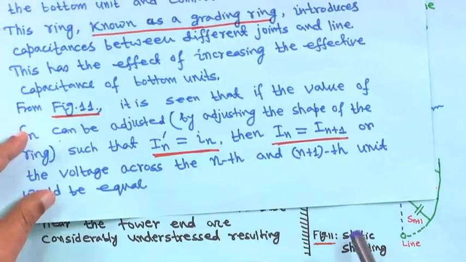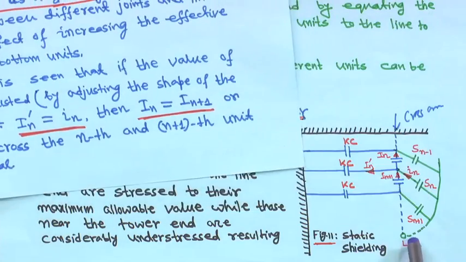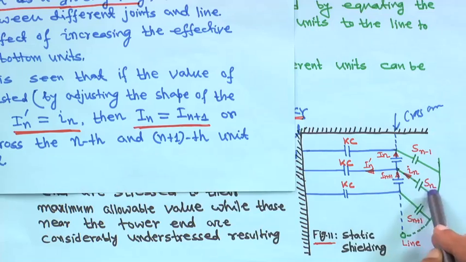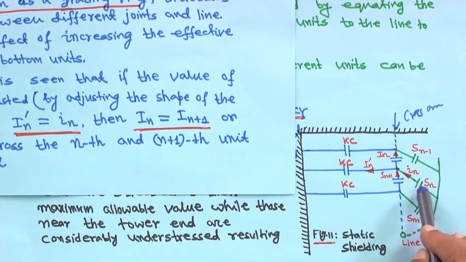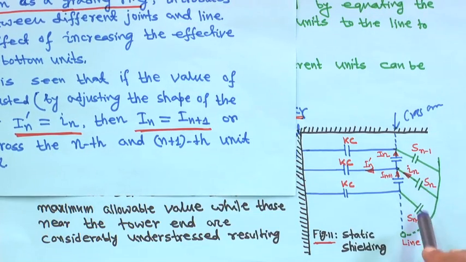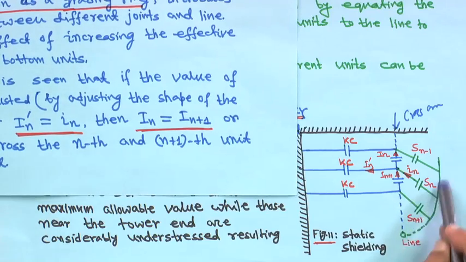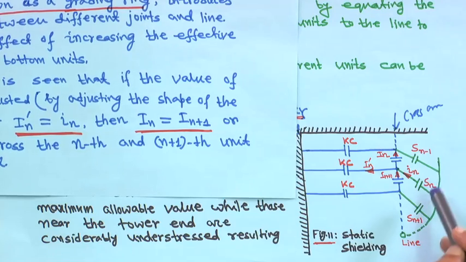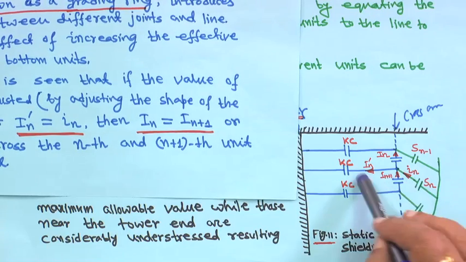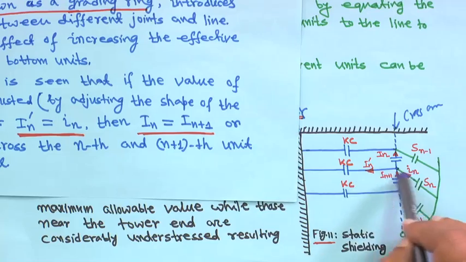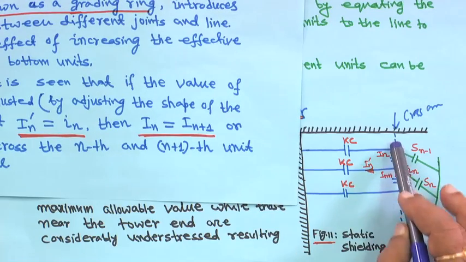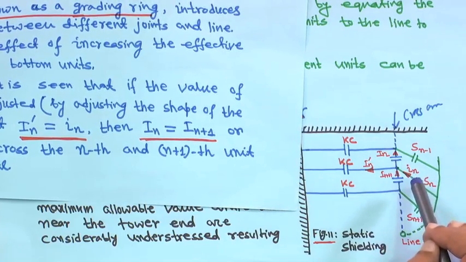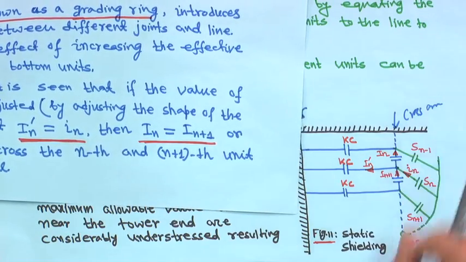In this figure 11, it is seen that if the value of S n can be adjusted, that means this S n value, this is the capacitance value, I have put S n, if S n can be adjusted by adjusting the shape of the ring, such that I n dash is equal to I n, then in all the units you will find the same current flowing, but in reality it is not possible. Then the voltage will be equal, right.